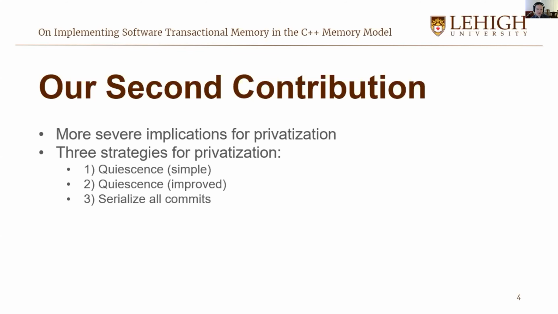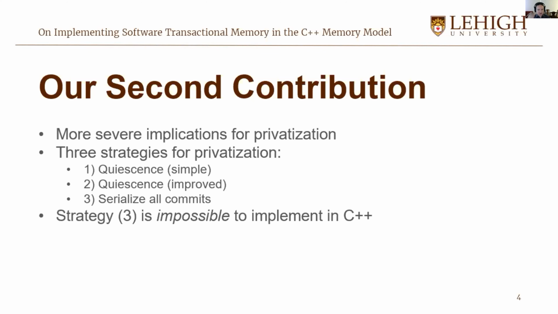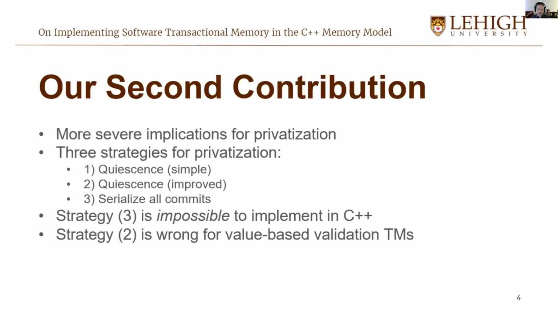The second is an improvement on quiescence, in which the privatizing thread can resume non-transactional code a little bit earlier. Again, details are in the longer talk and the paper. And the third is the most ambitious, as it involves serializing all commits. Unfortunately, due to the way the C++ memory model is defined, strategy 3 cannot be correctly implemented in C++. Furthermore, while strategy 2 works fine for ownership record-based TMs, it does not work for ones which use value-based validation.